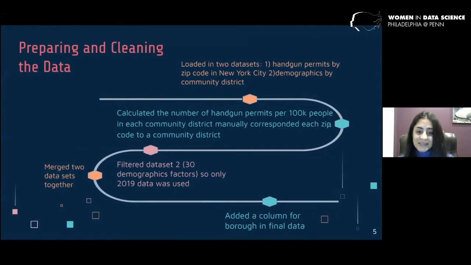For the second data set, which included the 30 demographic factors, we filtered the data so only the most recent data from 2019 was used. After that, we merged the two data sets together. Finally, a column was added in the final data set, sorting the communities into the 5 boroughs in New York City.